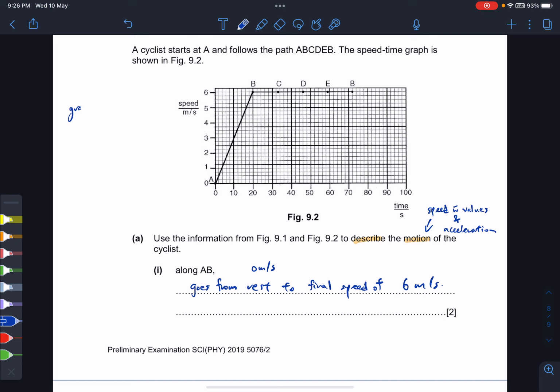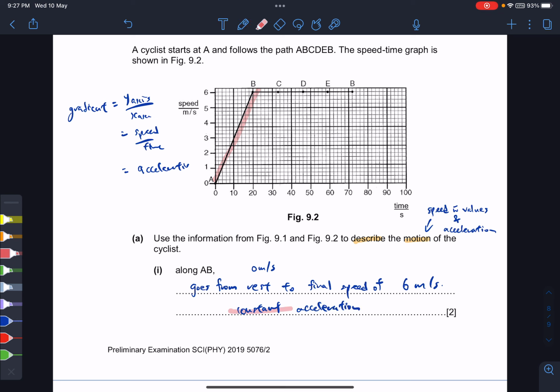Gradient, again, recall, is y-axis over x-axis, which is speed over time, which is acceleration. So in this case, I'm looking at the acceleration. You can see it's increasing in a straight line, so we can say that it is actually constant acceleration. Do you need to calculate a value? Don't need. That's pretty much it for this part.